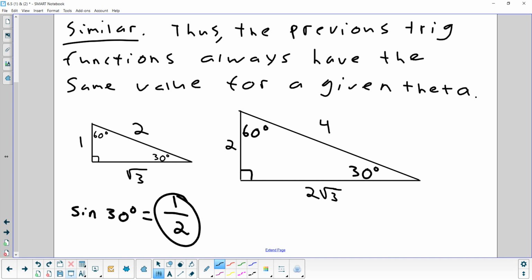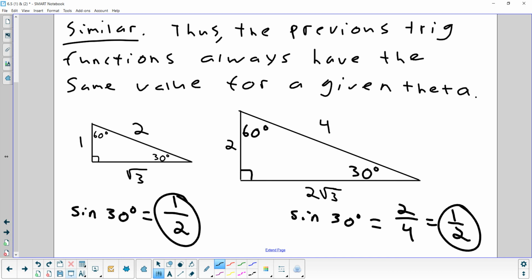Now let's take the same triangle, bigger version. Let's find the sine of 30 over here. Still opposite over hypotenuse. So Maddie, what's opposite the 30 degrees? 2. And what's the hypotenuse? 4. And what does that reduce to? 1/2. So again, that's the point. The sine of 30 degrees is always the same. Doesn't matter how big or small of a triangle you make with a 30 degree angle. Any question on that idea?